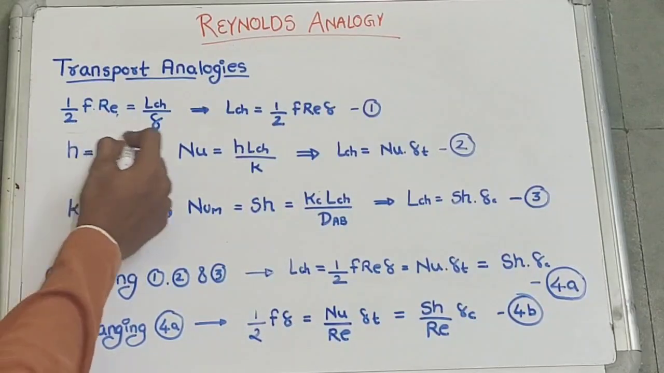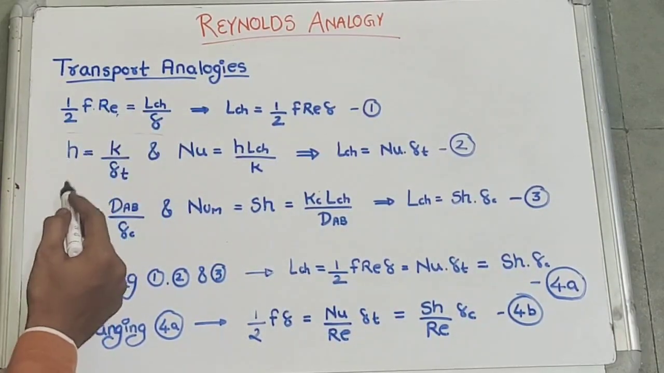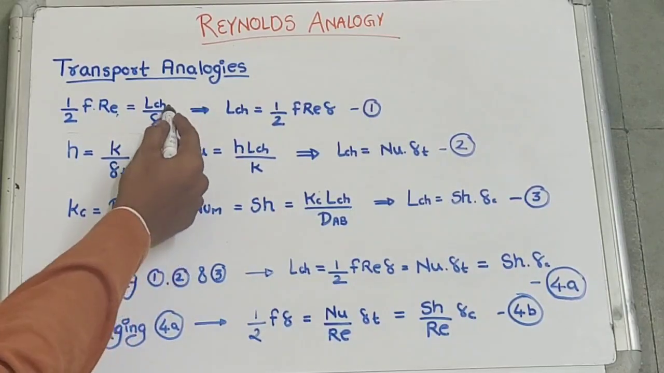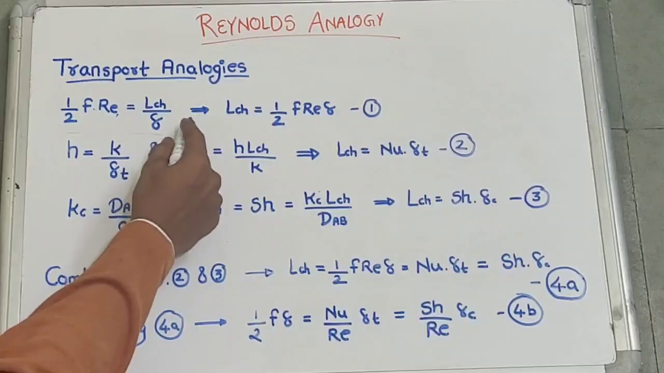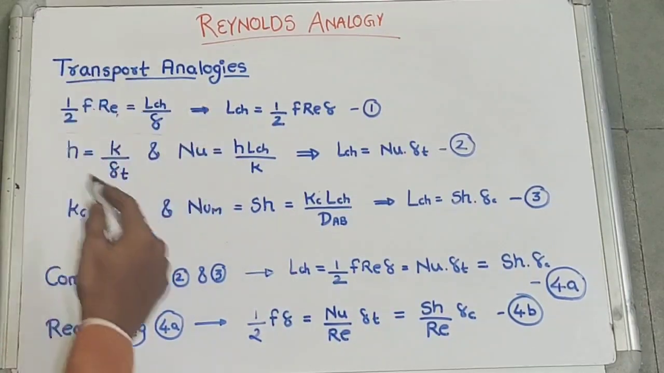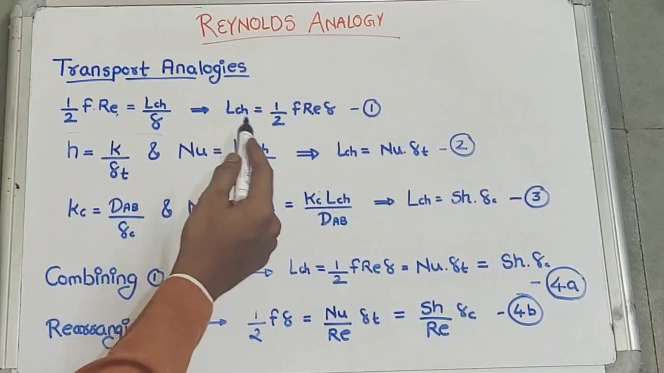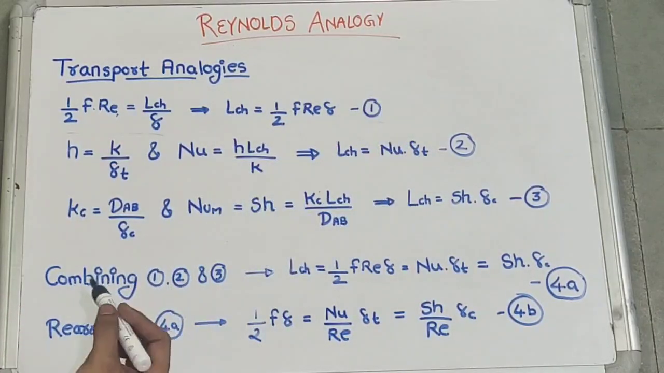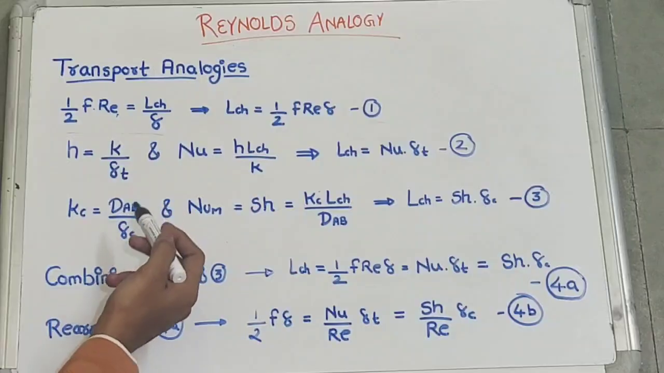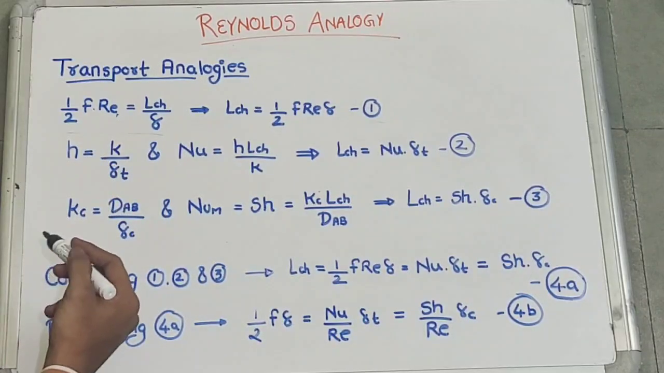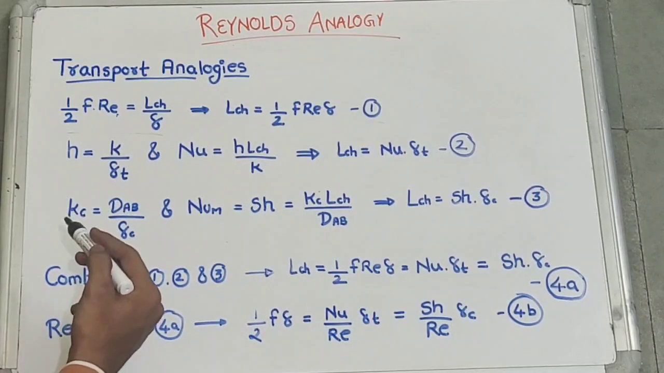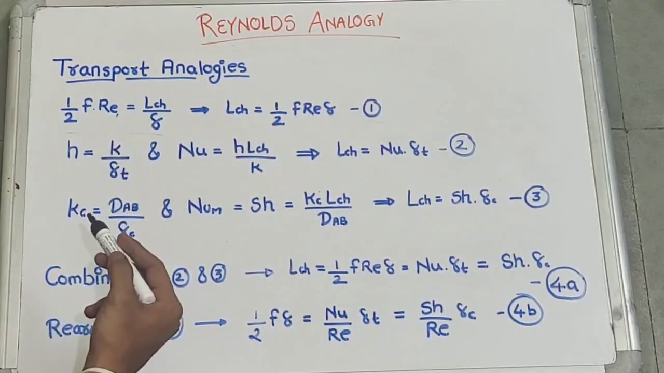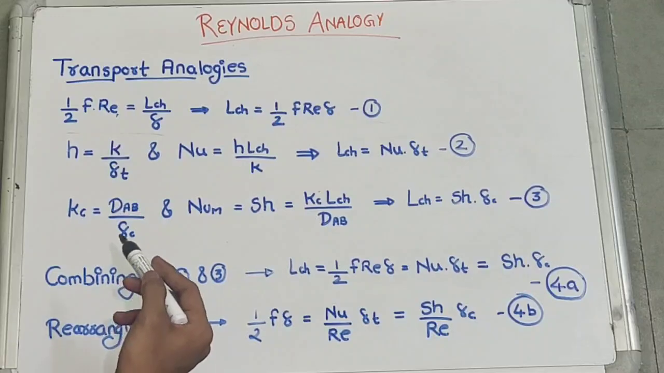The friction factor relation is given as half into friction factor into Reynolds number is equal to characteristic length divided by thickness. This we can rearrange and write as characteristic length is equal to half F Re into delta. So this will be our equation 1. Similarly, from the physical interpretation of heat transfer coefficient, we know that heat transfer coefficient h is equal to k by delta T, where k is the thermal conductivity and delta T is nothing but the thickness.